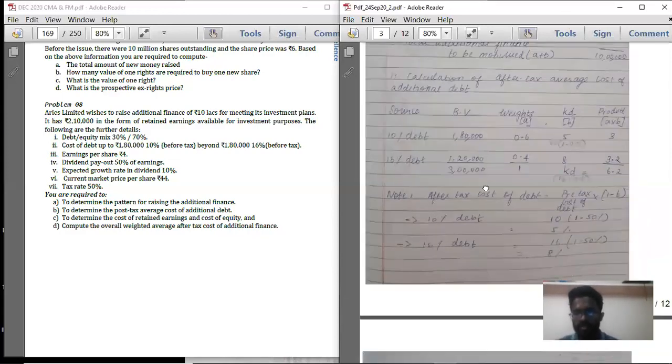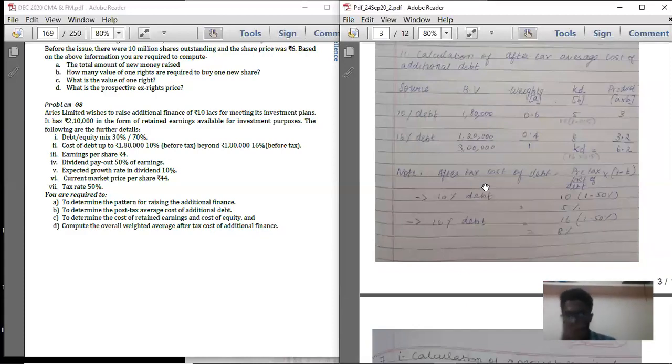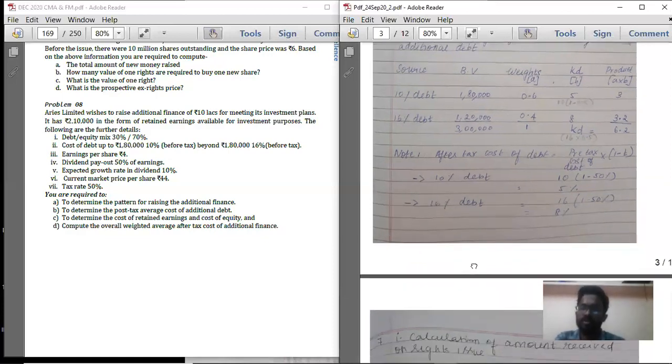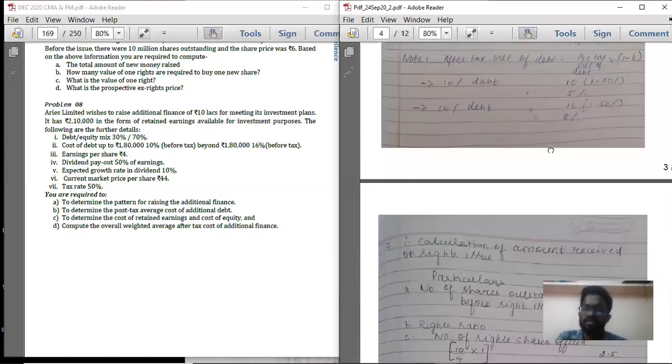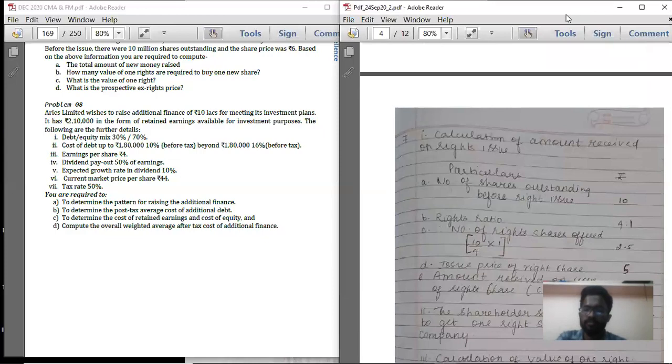For understanding purposes, below that take down Note 1. After tax cost of debt is equal to pre-tax cost of debt into 1 minus tax rate. That is enough. Note 1: the after tax cost of debt you should consider is equal to pre-tax cost of debt, that is 16% into 1 minus 0.5. You are getting 8. So just take down the formula, that is enough.